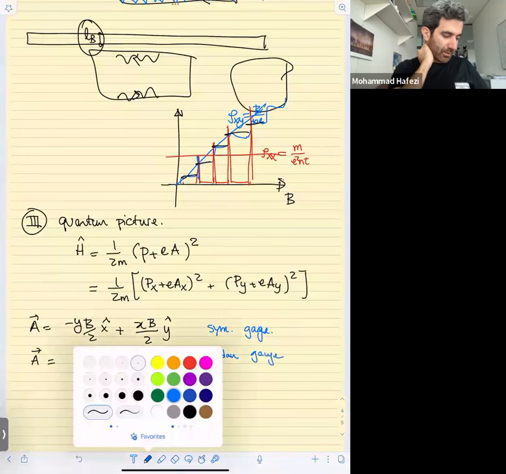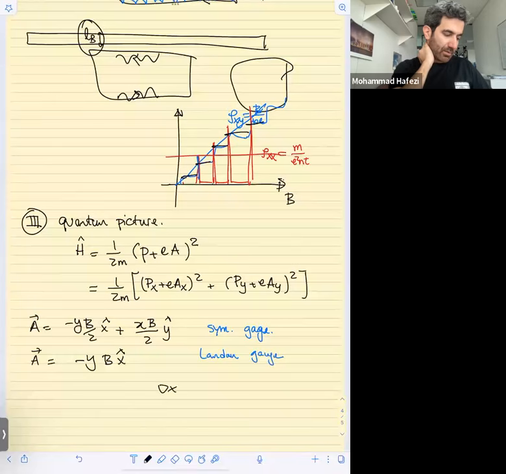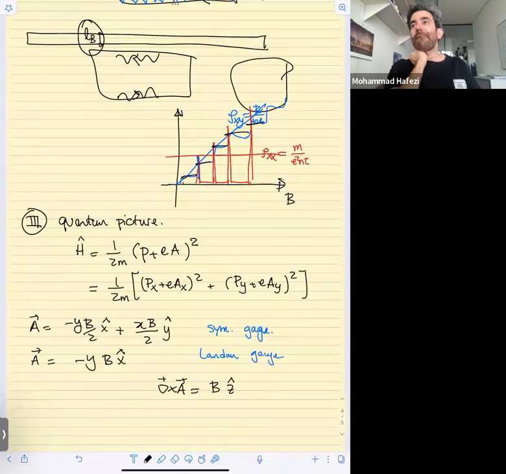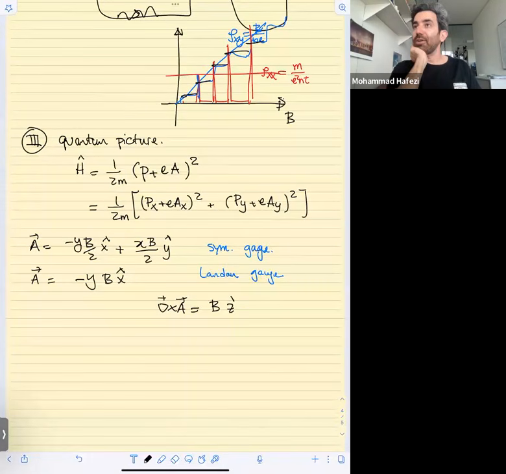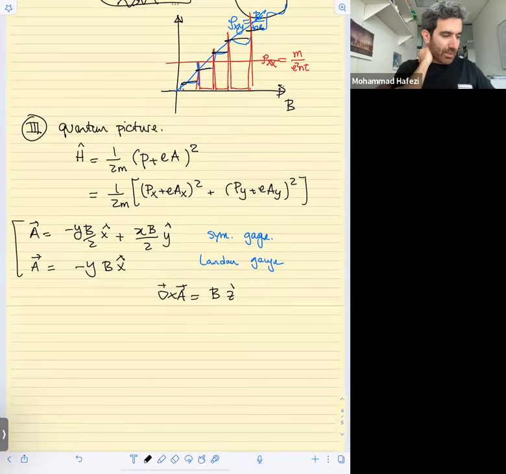If you calculate in either case the curl of A, it would give you B in the z hat direction. You can come up with other gauges, but the physics in the end should be invariant regardless of your gauge choice. Okay. So now let's keep that in mind. So Ax can take this form, Ay can take this form.